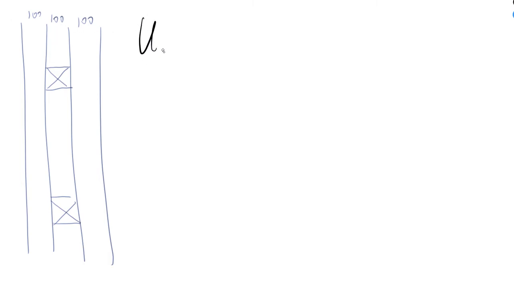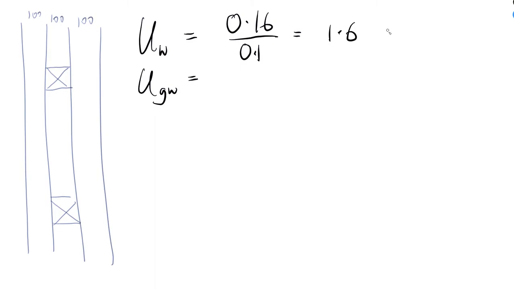Let's call that U, W for wood. And we've got glass wool, and let's call that U, GW for glass wool. So the U value for wood is going to be 0.16, is a thermal conductivity, and we divide that by 0.1 because it's 100 millimetres thick, which is 1.6 watts per metre squared Kelvin.